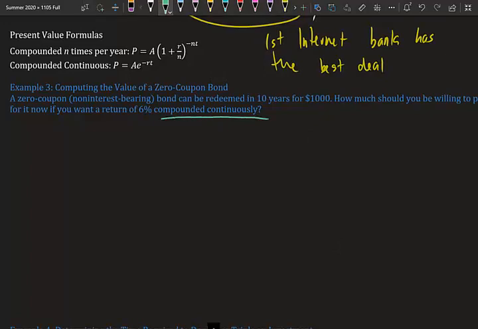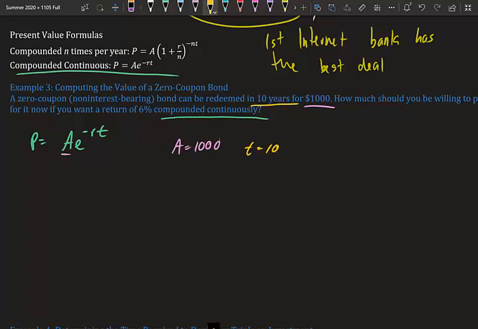So compounded continuously, that means we're going to use P equals A times e to the power of negative rt. Now we're looking for how much I should put down first. So we have our A, which is 1,000. E is always just e. We have time, it's 10 years. And then we have our rate of 6%. So 6%, that's 0.06.